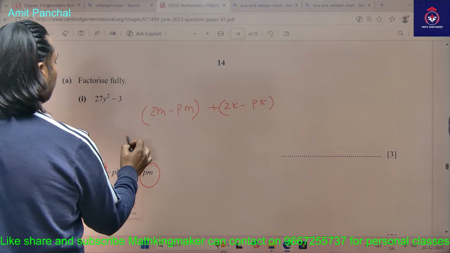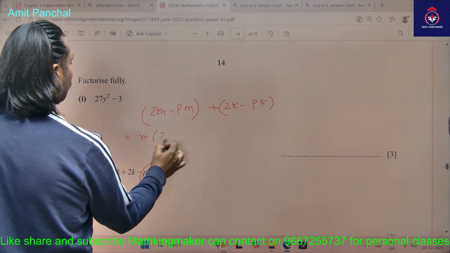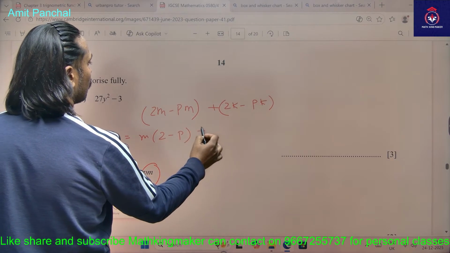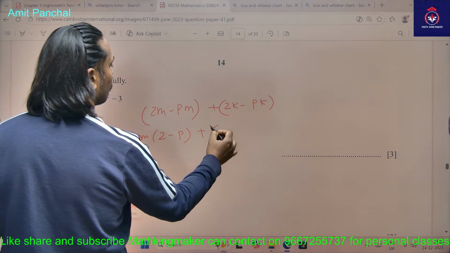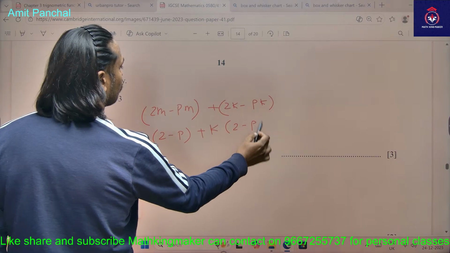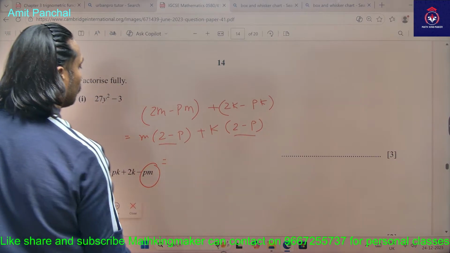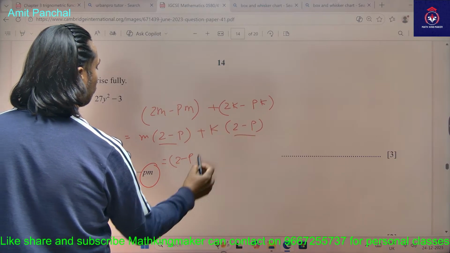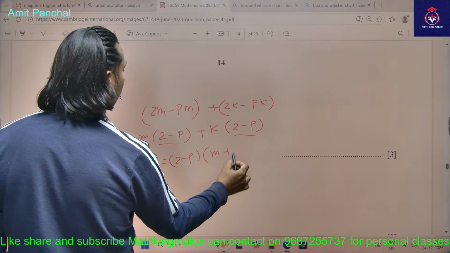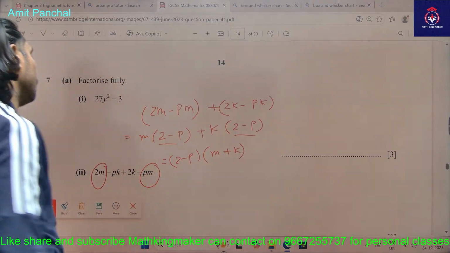Now m is common, 2 minus p. Here k is common, 2 minus p. Now what is common among all? 2 minus p. So we'll take 2 minus p as common. So what is left? m plus k. So that is the factorization.